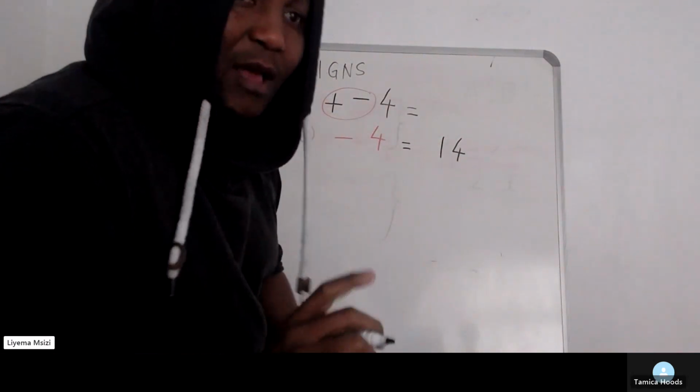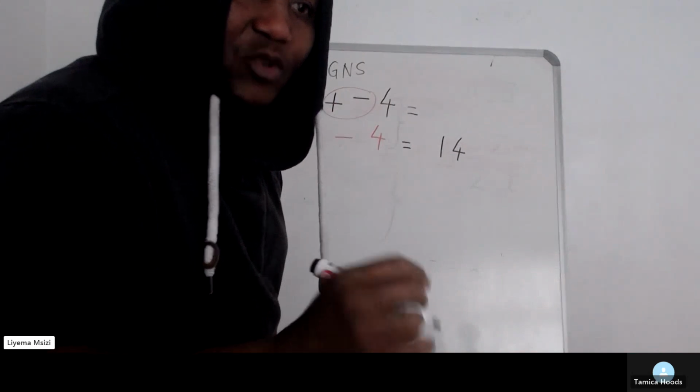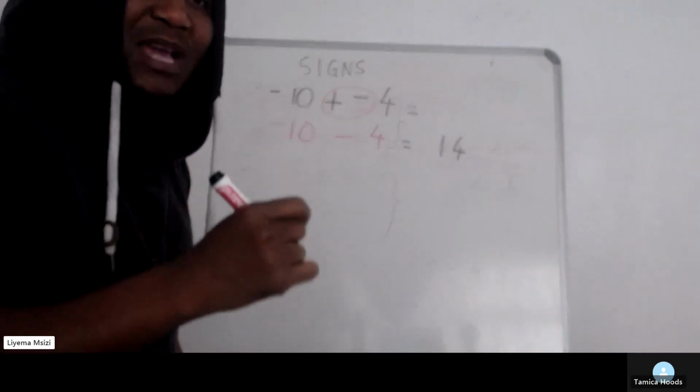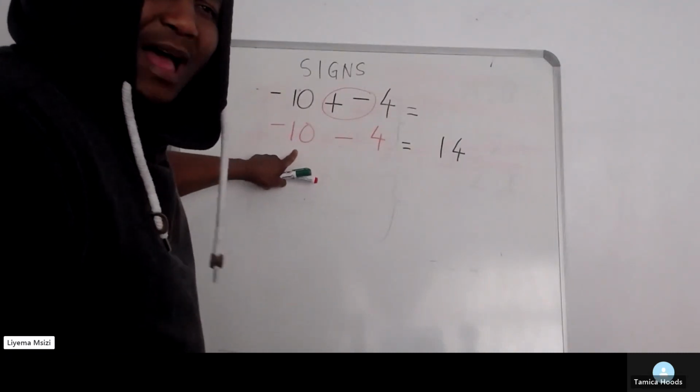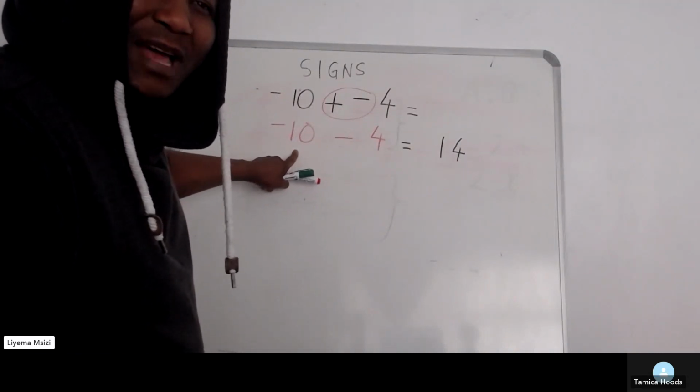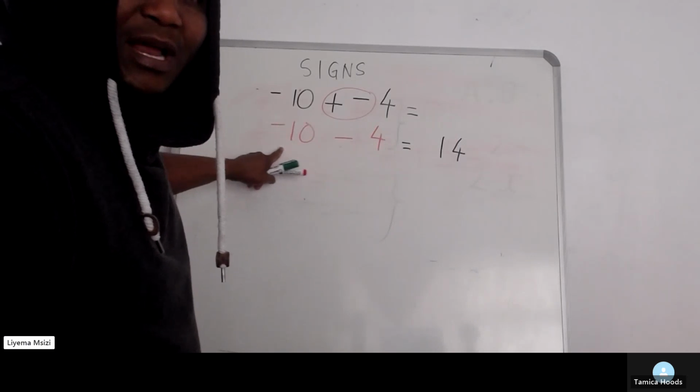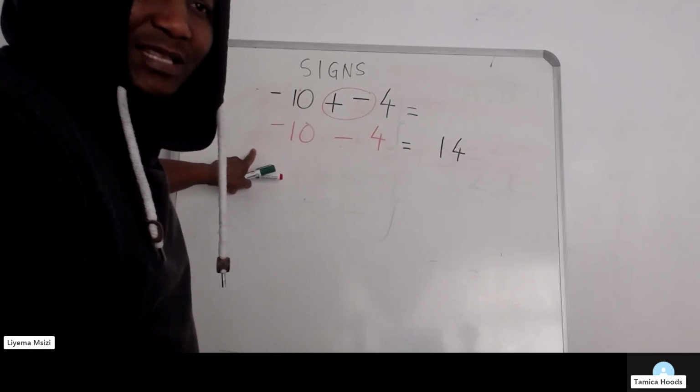And then we're done. But you don't stop there. You take the sign of the bigger number. Which one is the bigger number? 10. Do you remember? I'm not sure if I did teach you last time. I said the sign of any number, look on the left. On the left, yes.